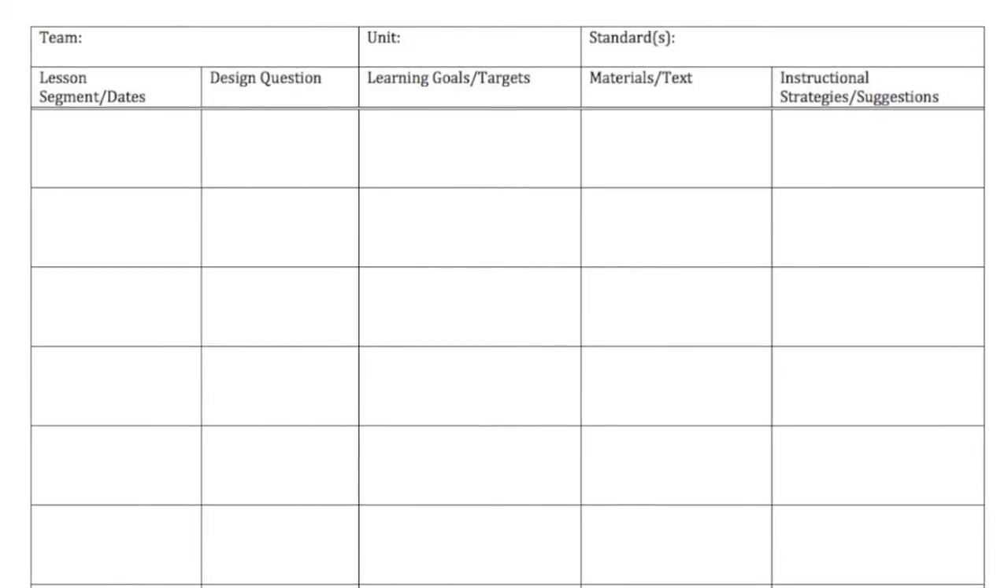The final suggested professional learning community document is the unit planner. Note that the third column, Learning Goals/Targets, asks PLC members to agree on the content chunks that will be taught. This is always the first step.